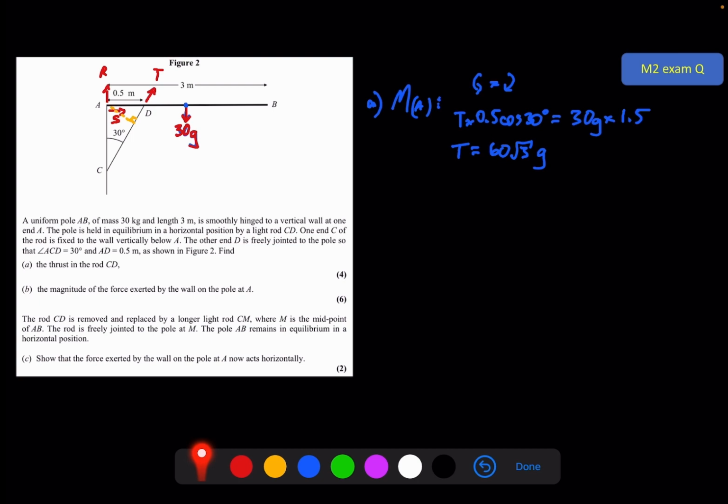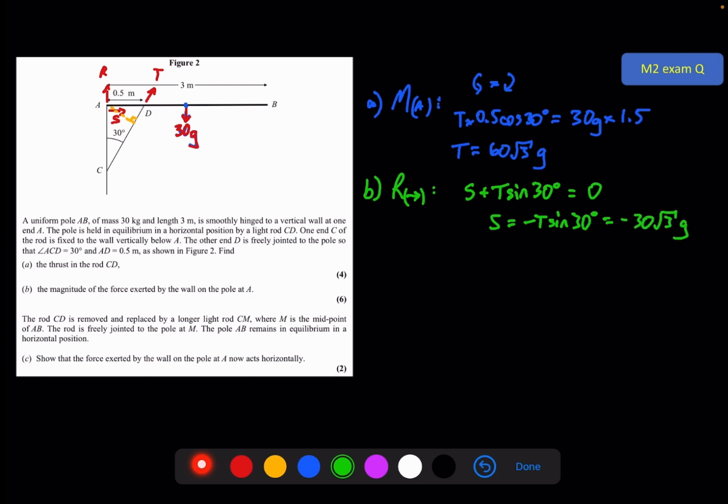We're going to resolve. So horizontally, we've got S plus T sine of 30, and I've done it again. I've put S in the wrong direction, possibly put R in the wrong direction as well, but that's okay. We'll get negatives. So that becomes minus T sine 30, which is minus 30 root 3G.